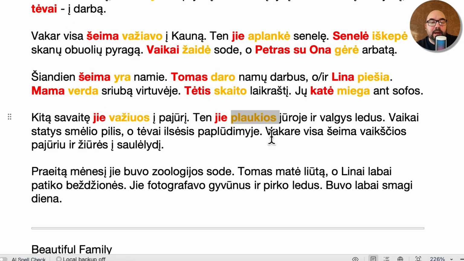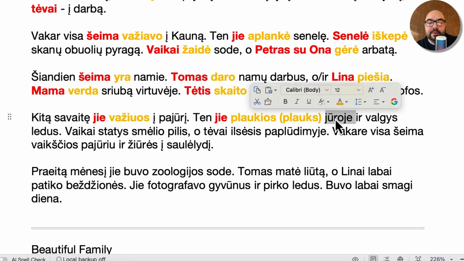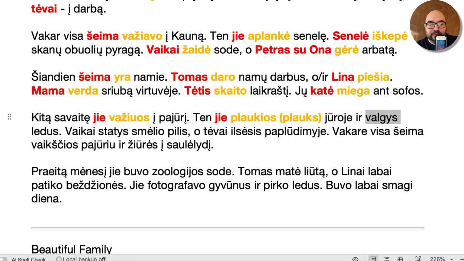Plaukios, that means you can say plaukti, and then you can say plauks, like a shorter word, plauks. That would be just simply they will swim. But plaukios means they swim around a little bit, casually. Not to just swim somewhere, but swim around casually. Ir ten jie plaukios jūroje ir valgys ledus. In the sea, jūroje, locative case, ir valgys ledus.